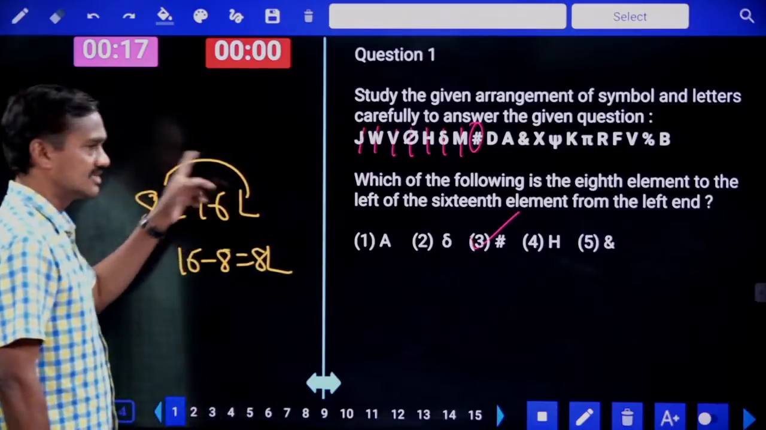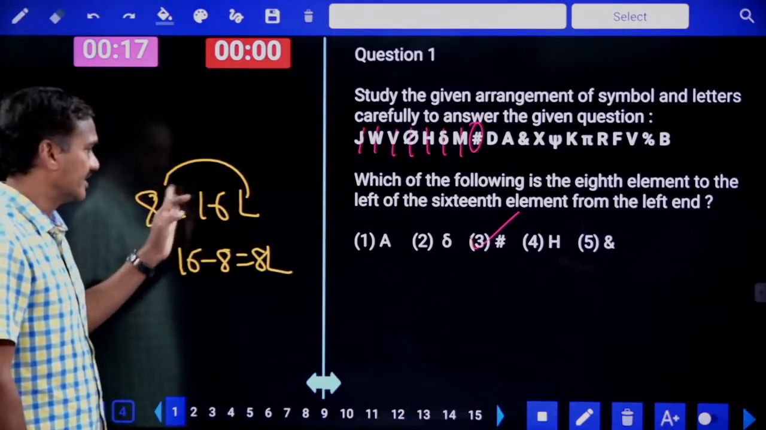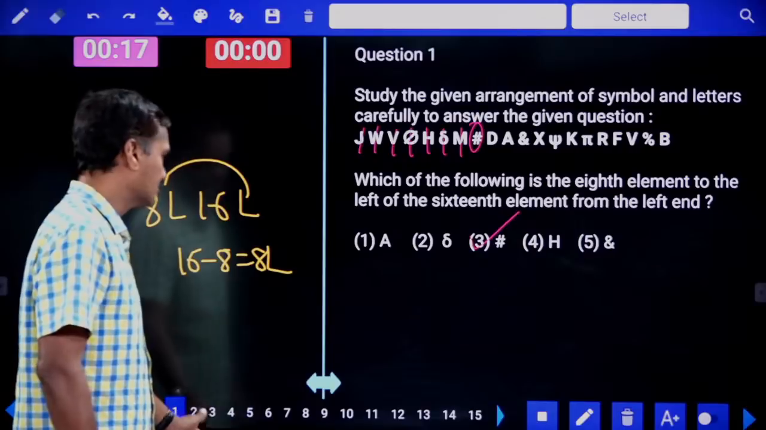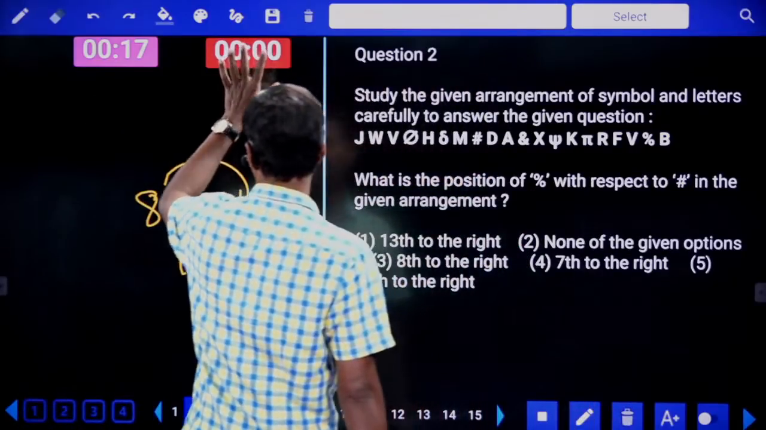Whenever the directions are same, left and left subtract, right and right subtract. If the directions are different, then add these two. Clear? This is about question number 1. Then coming to question number 2, your time starts now. Question number 2.